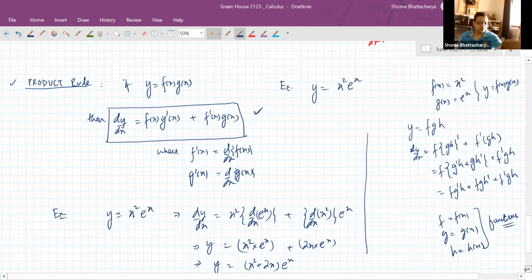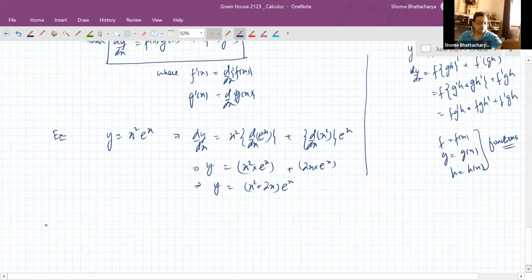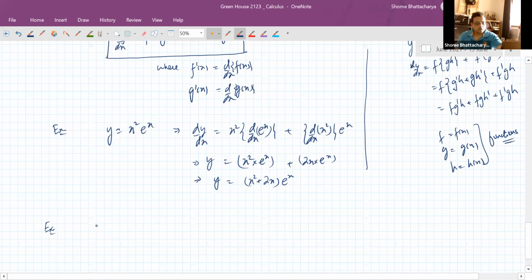Okay, so if all the steps in this particular question are clear, let's look at an example. y is equal to, let's say, root x into sine x. So find dy by dx for this.